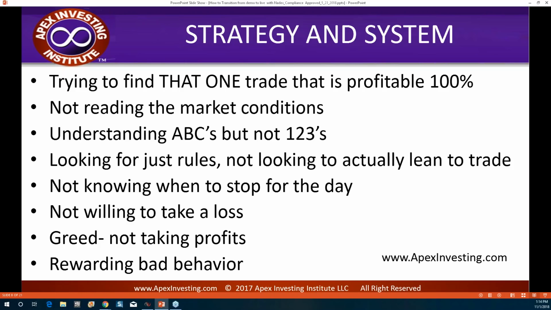And another thing, some other mistakes people make is not knowing when to stop for the day. And I don't mean just when to stop when you are up in profit for the day, but also when you're down, right? You have to have a set system of, okay, here's what I'm going for today, right? Here's my risk management. I'm not going to risk any more than this amount on each trade. And once I'm up a certain amount for the day, percentage-wise, I'm going to stop. Once I'm down a certain amount, I'm going to stop.